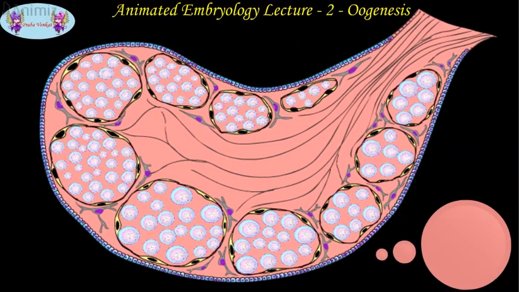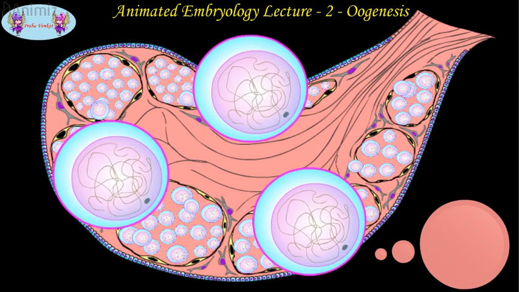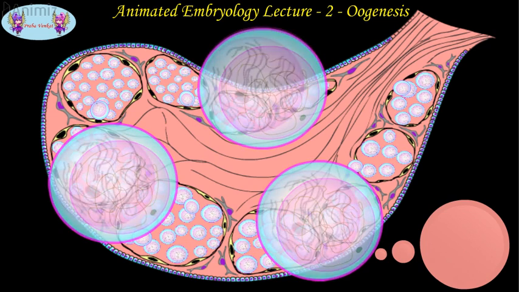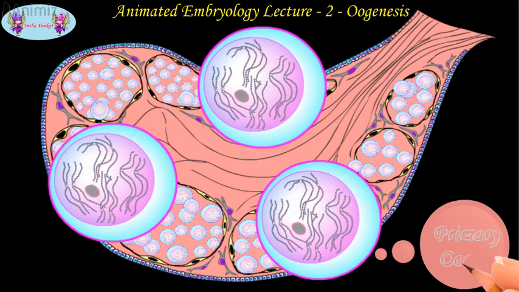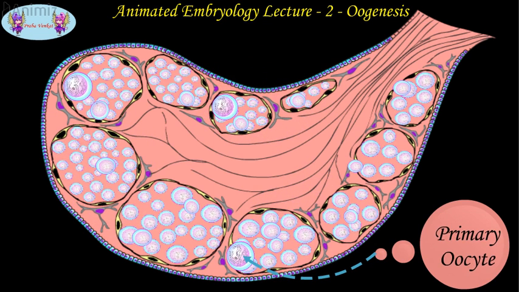At this point, we can observe some difference in the growing pattern of the oogonia. That is, the majority of the oogonia will continuously divide by mitotic division and increase in number. But some oogonia enter into meiosis and get arrested at the diplotene stage in prophase 1 of meiosis 1 and form the primary oocyte.